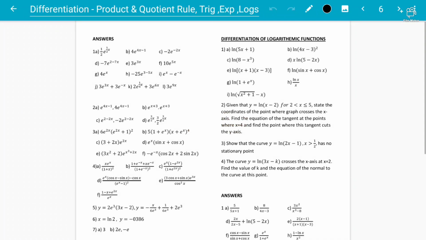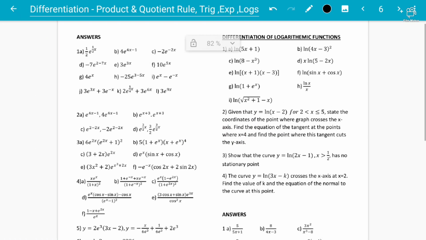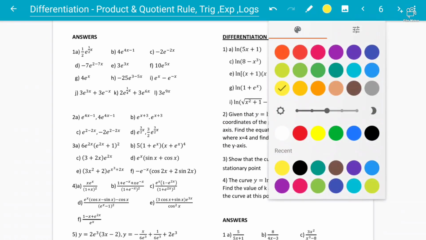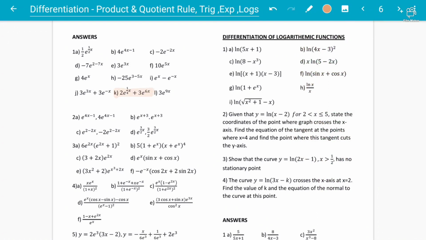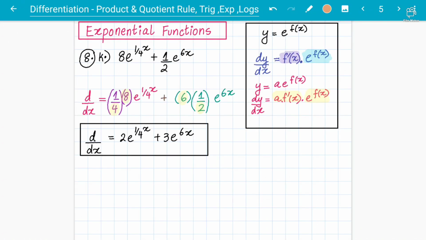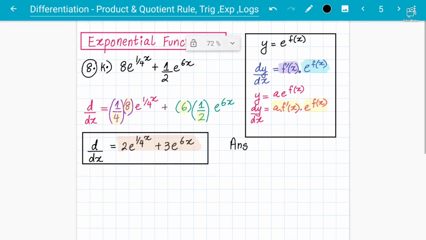So here we go, 2 e power (1 upon 4)x plus 3 e power 6x. The answer matches with the answer column as well. So we got that answer, students. Hope everyone gets the basic concept and idea of exponential differentiation. We'll be solving more complex questions on exponential functions as well.